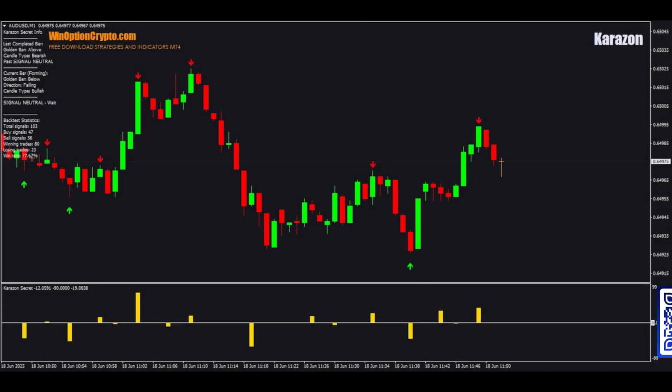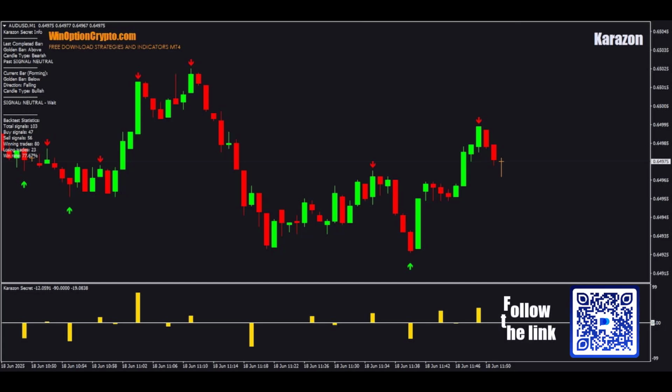Now let's look at the principle of operation and key settings of this strategy. The Karazon system is based on the author's indicator with the same name. It displays trading signals on the chart in the form of arrows. Green indicates the purchase of call options and red indicates the purchase of put options.